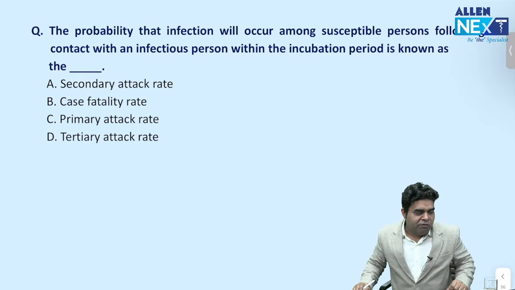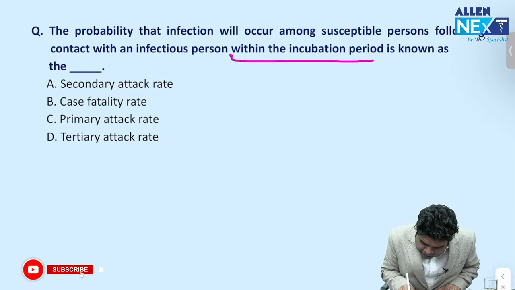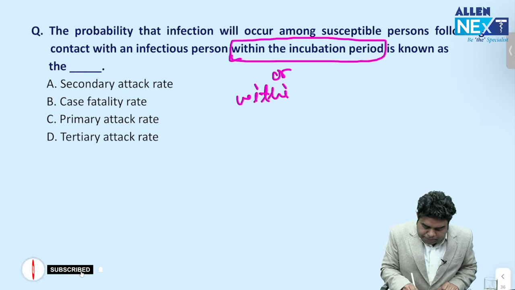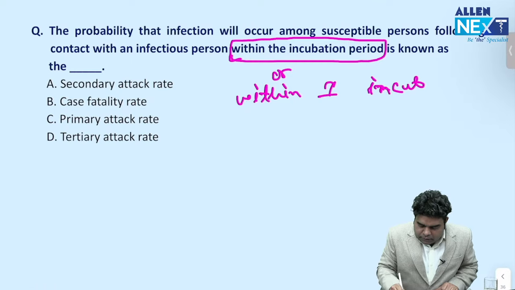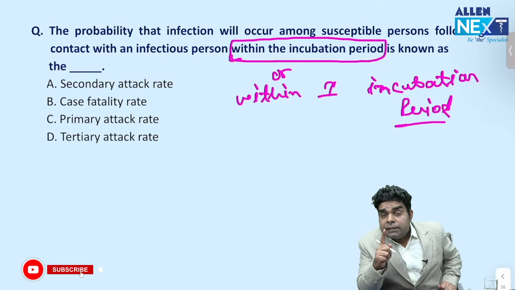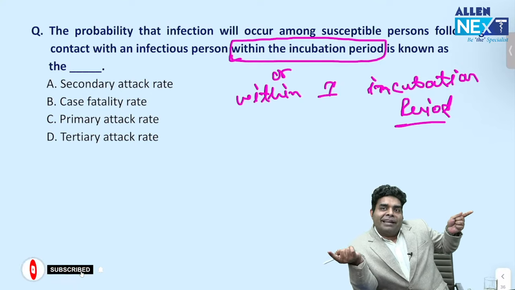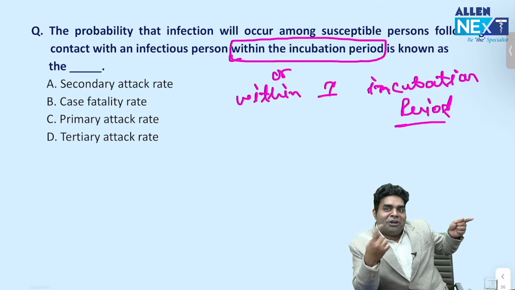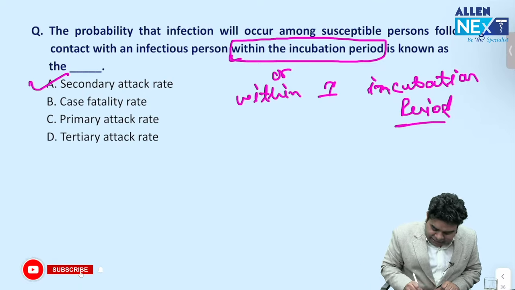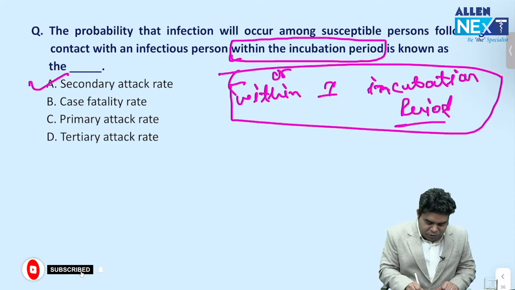Now, this probability that infection will occur among susceptible person following contact with an infectious person within the incubation period. Or sometimes they write within one incubation period. So, if people are getting infected within one incubation period, it means there should be some primary case, and within incubation period more people are infecting. So these more people who are infected in the incubation period of primary case, they are the secondary case. So we will call it as secondary attack rate. Within one incubation period, if they ask, people who are infected within one incubation period, shouldn't think it is primary. No, it is also secondary.